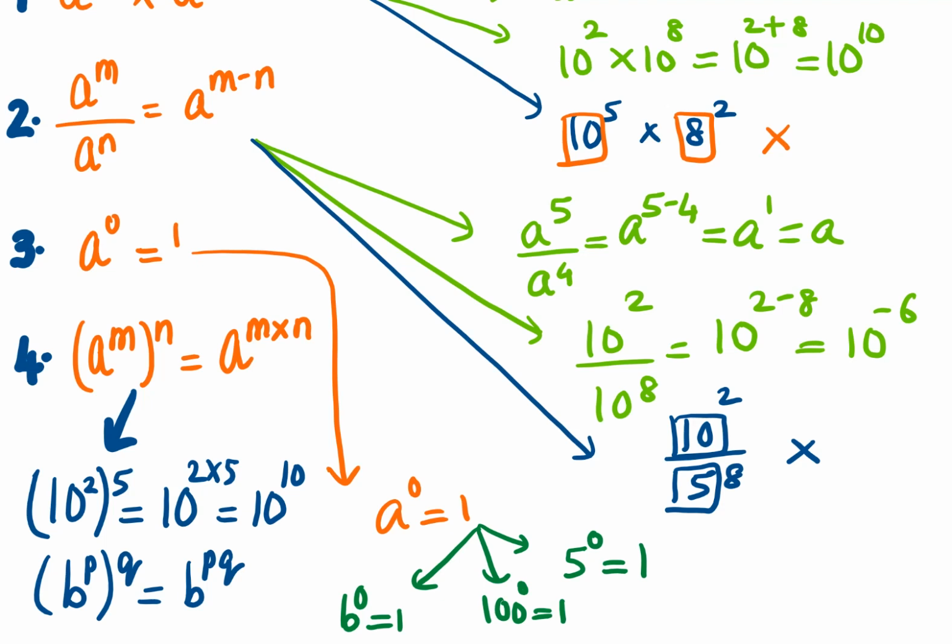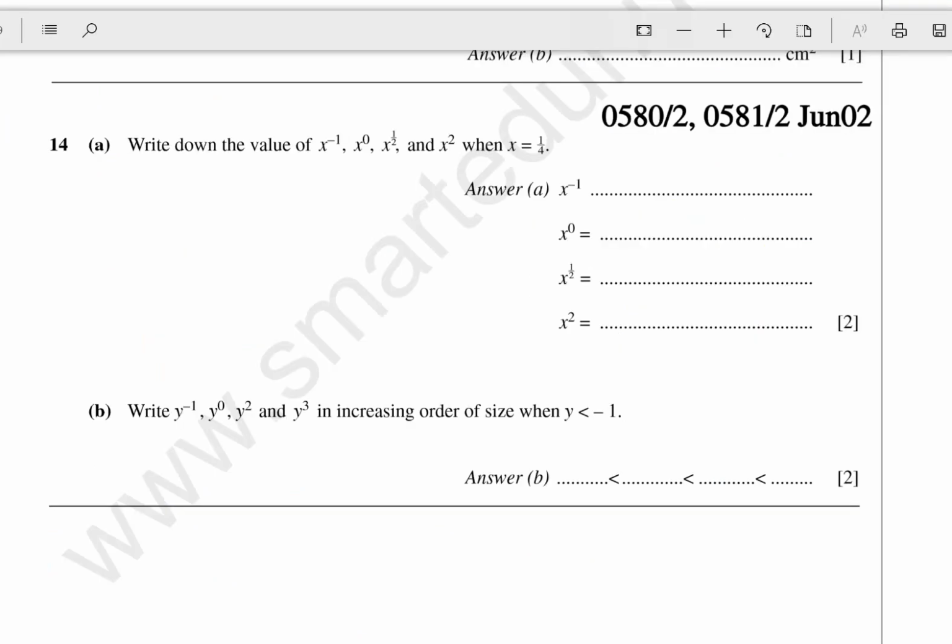Let us solve past paper questions, right, from IGCSE. And I've taken them all from paper 2 0580. This question has been taken from May June 2002, and that's question number 14, that's paper 2.